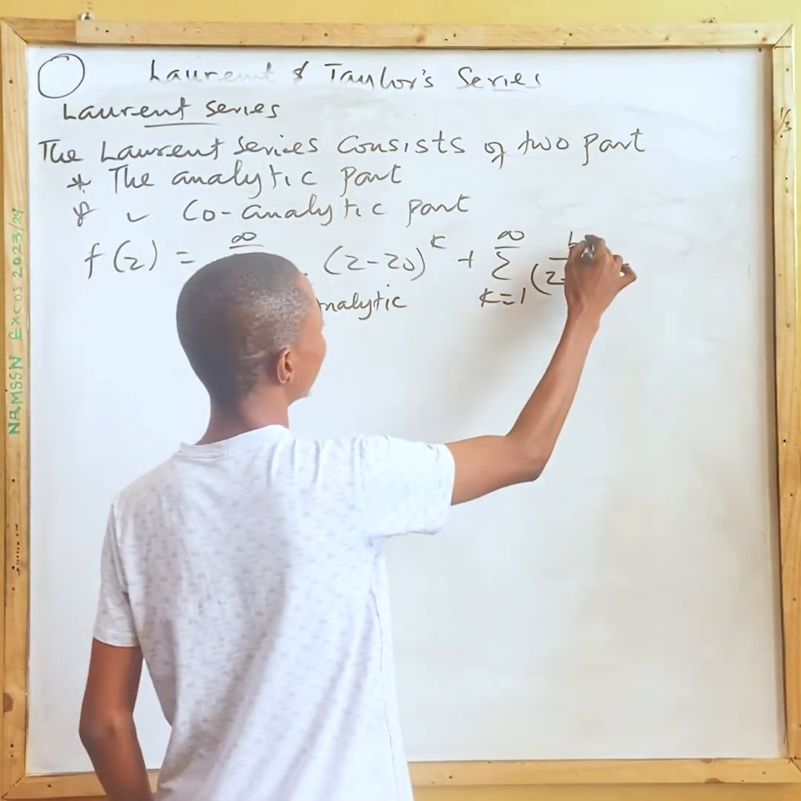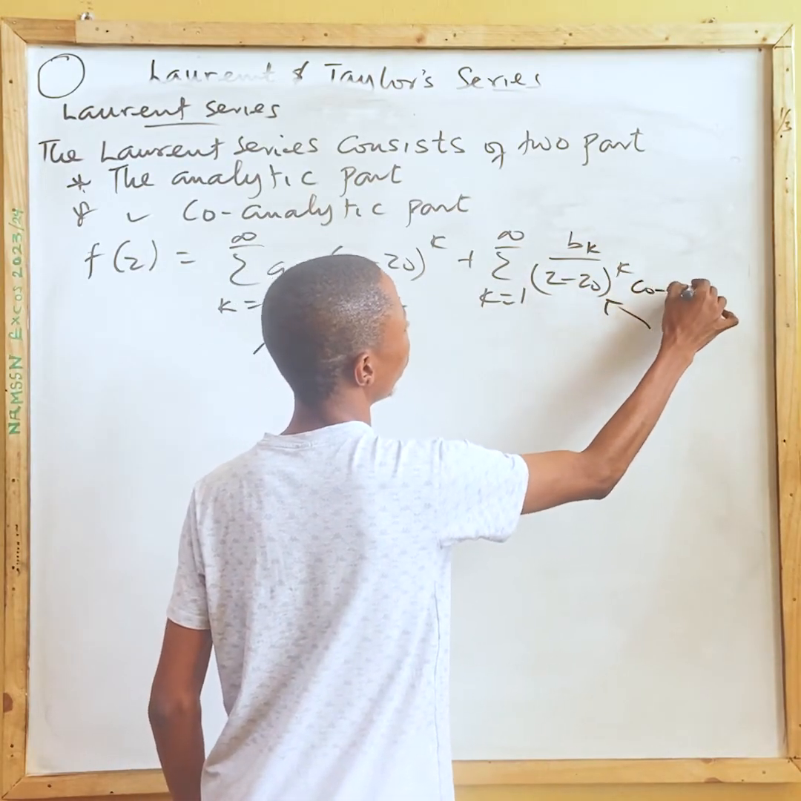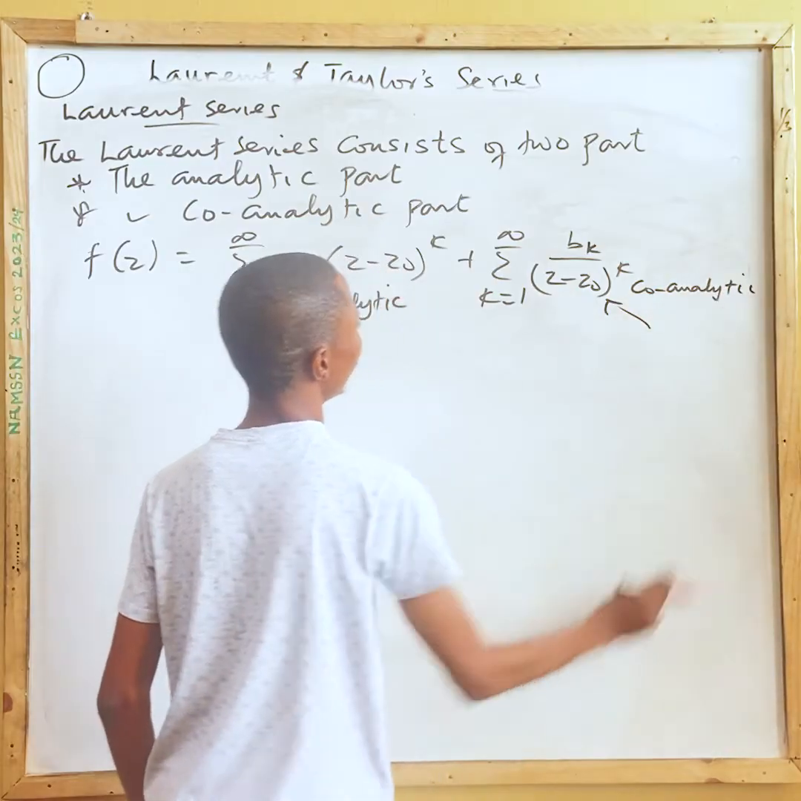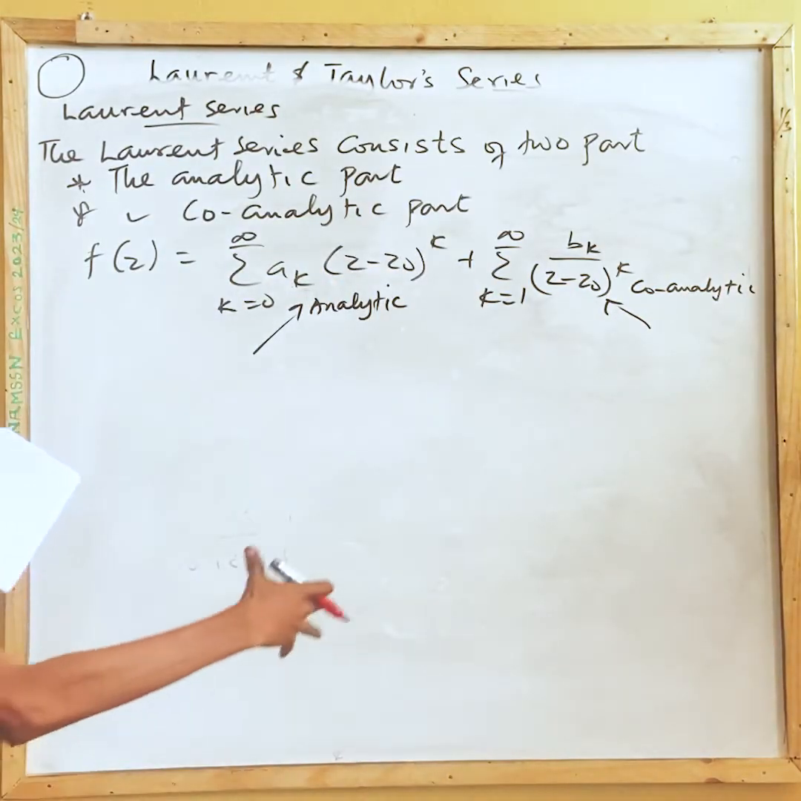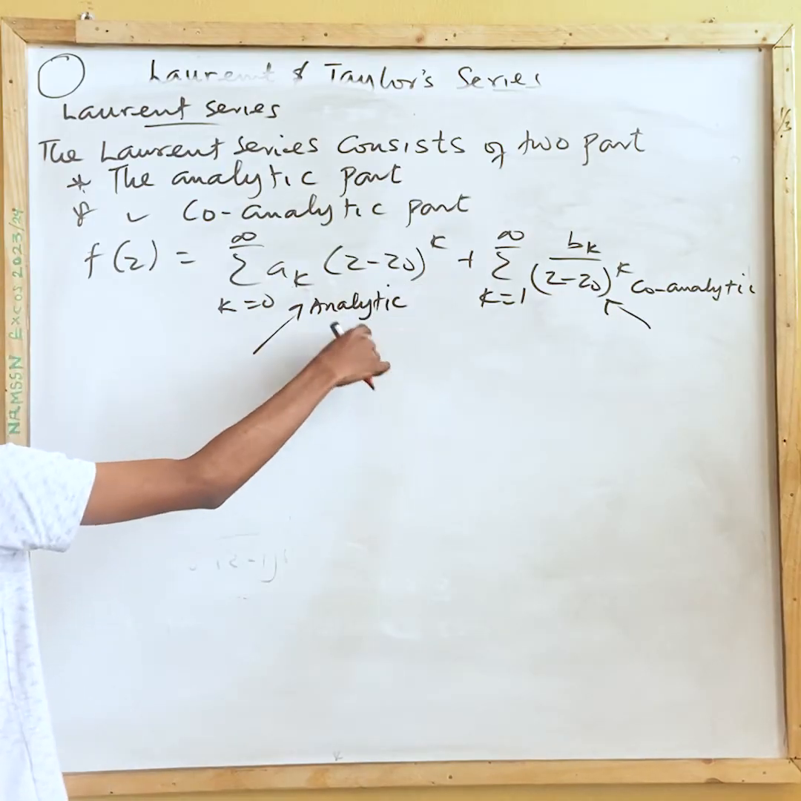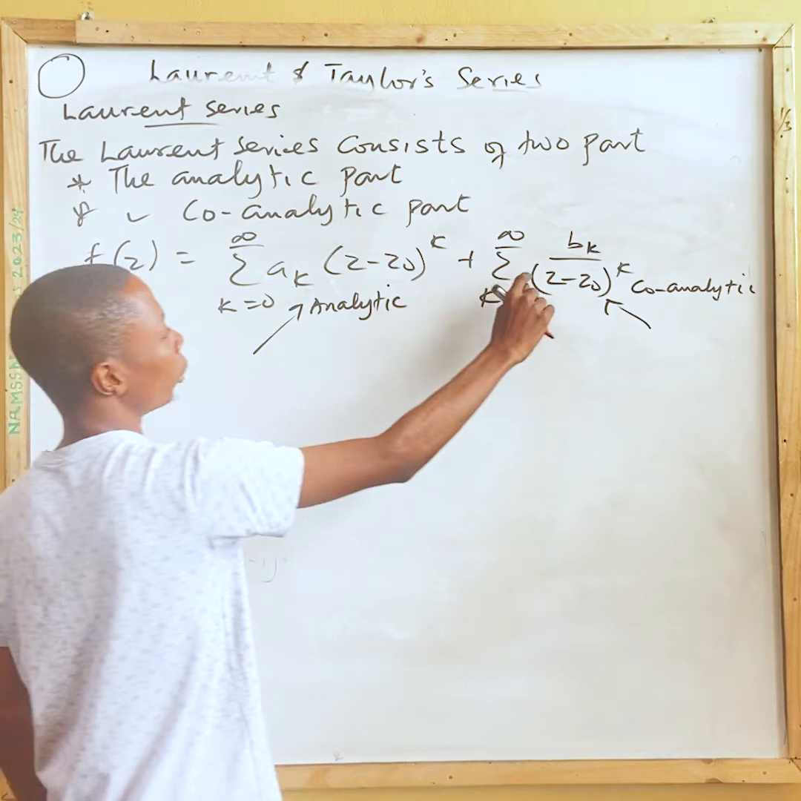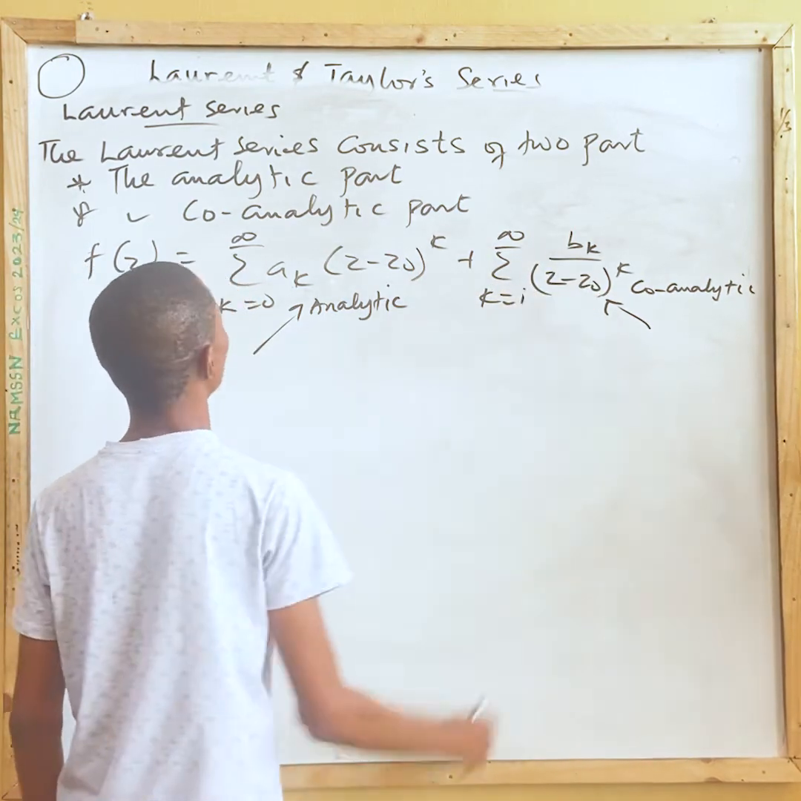And the other one here is the co-analytic part. So our expansion will definitely be in two forms. One, a function will multiply z minus z naught. Don't forget, z minus z naught is the region where we are taking our expansion. The other one, a function will divide by z minus z naught.